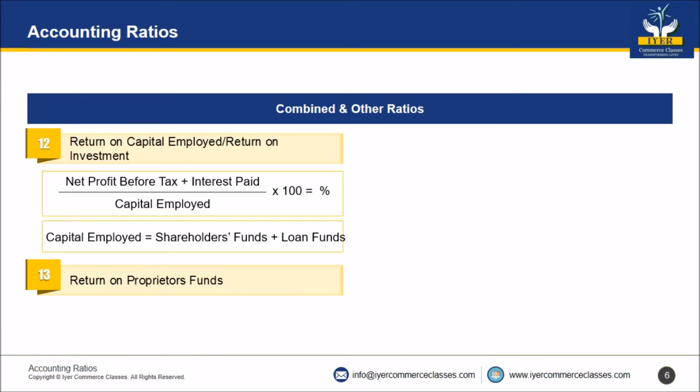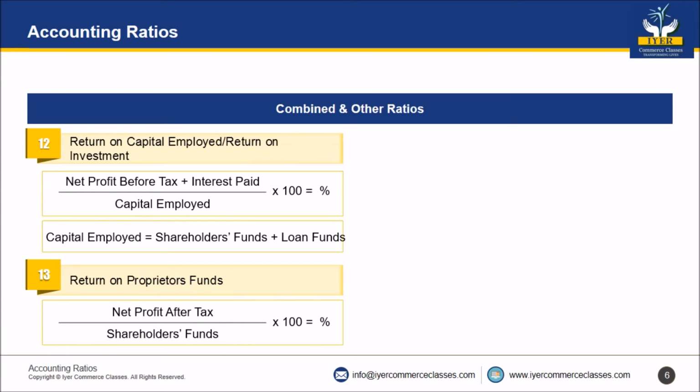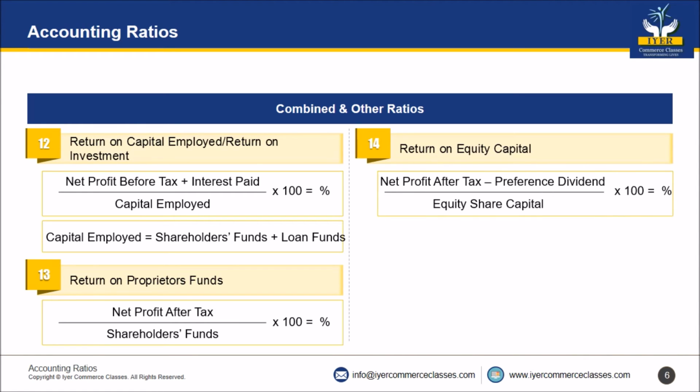Return on proprietors funds formula, net profit after tax upon shareholders funds into 100. Return on equity capital formula, net profit after tax minus preference dividend upon equity share capital into 100.